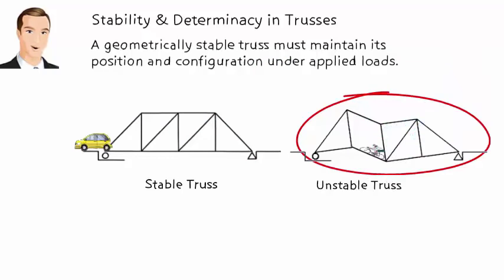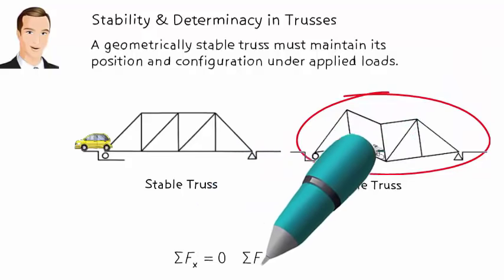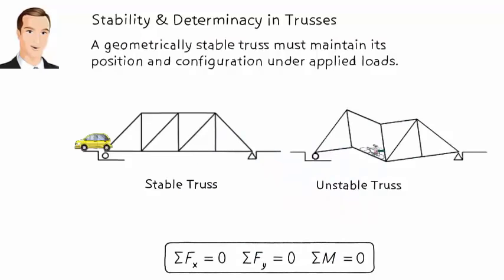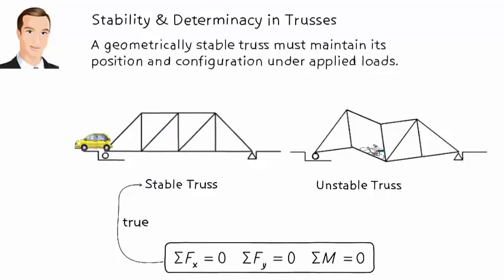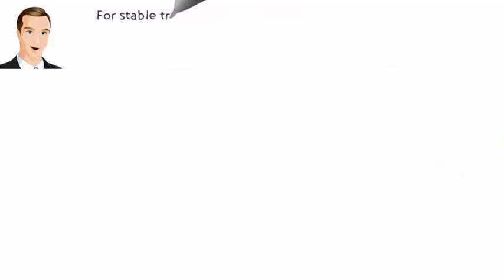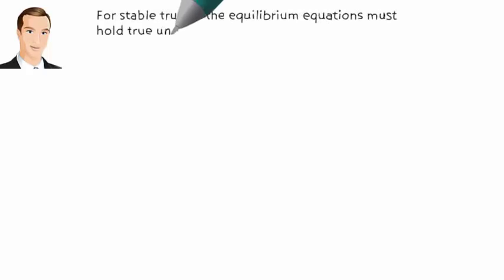We say that for a stable structure, the equilibrium conditions are always satisfied, regardless of the position or direction of the applied loads. So, to prove that a truss is stable, we need to show that the equilibrium equations hold true under all possible loading cases. Conversely, if we can find even a single loading case for which the equilibrium equations cannot be satisfied, then we must conclude that the truss is unstable.